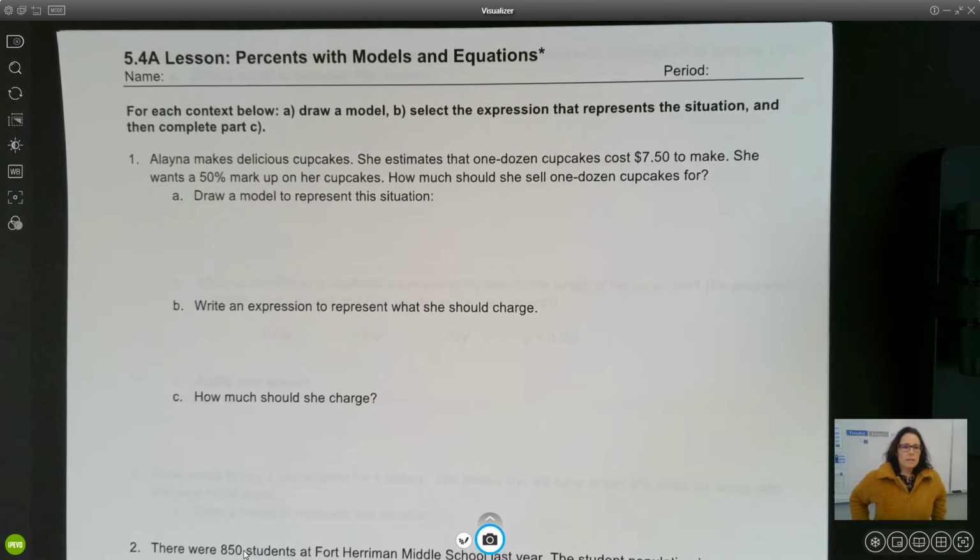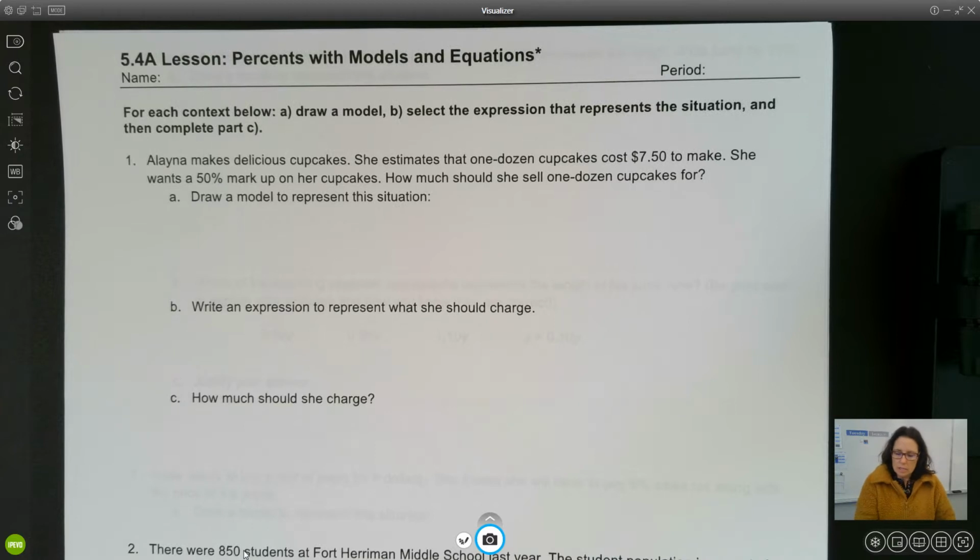Alrighty, so we are in the last section, 5.4, of the module. We are dipping back into some percent problems and relating the bar model process that you are aware of to a number sentence and then into some equations to go with them from this module. For each context below, draw a model, select the expression that represents the situation, and then compare or complete part C.